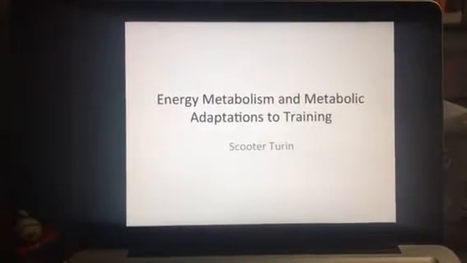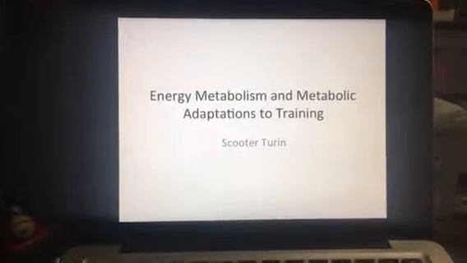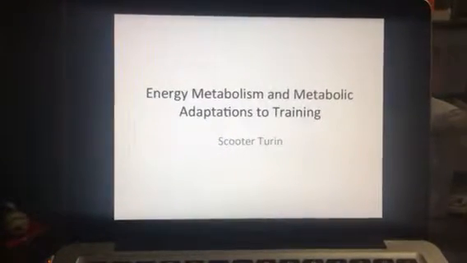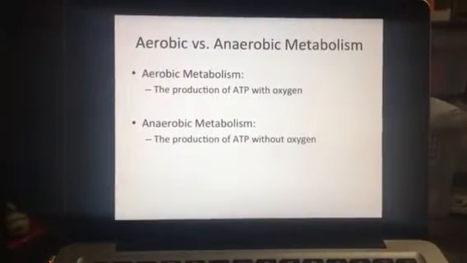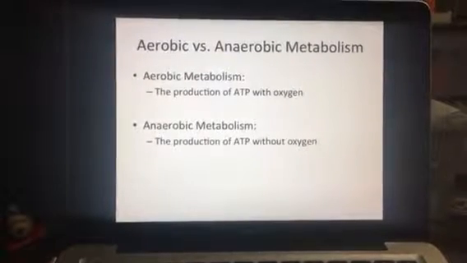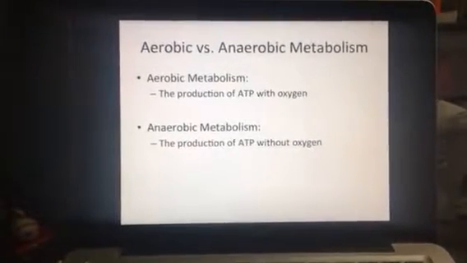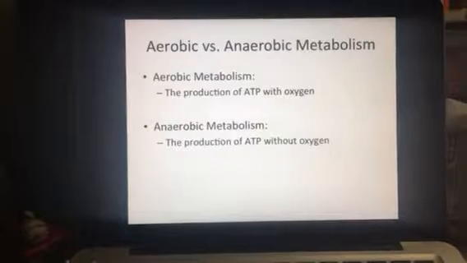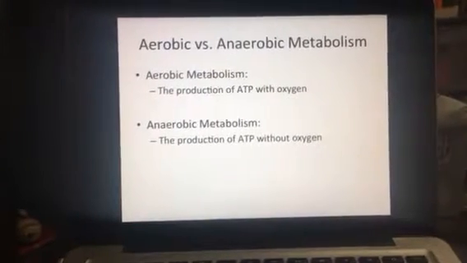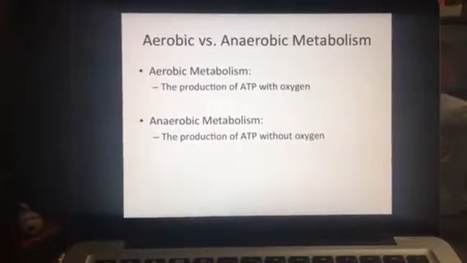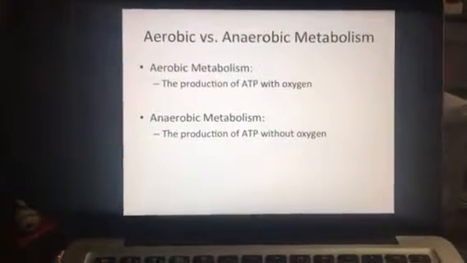Today we're going to talk about energy metabolism and metabolic adaptations to training. First, we're going to talk about aerobic versus anaerobic metabolism. Aerobic metabolism is the production of ATP with oxygen, while anaerobic metabolism is the production of ATP without oxygen.